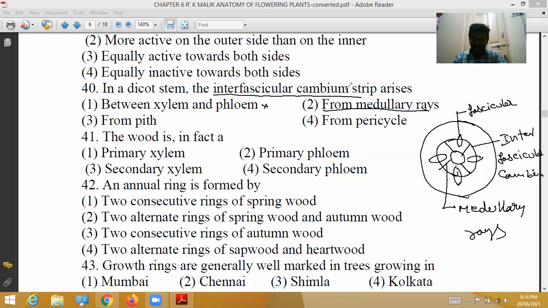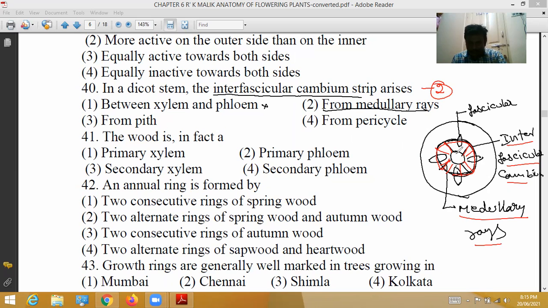See, it is called the interfascicular cambium strip. It arises from the medullary rays. These are called medullary rays. From these medullary rays, the strip is formed. That strip is called interfascicular cambium. These are all called medullary rays. So the second option is correct.